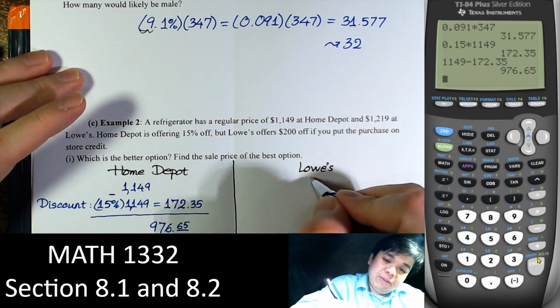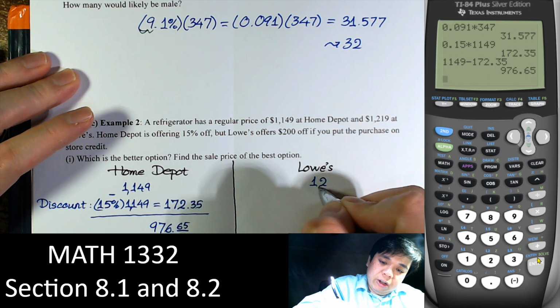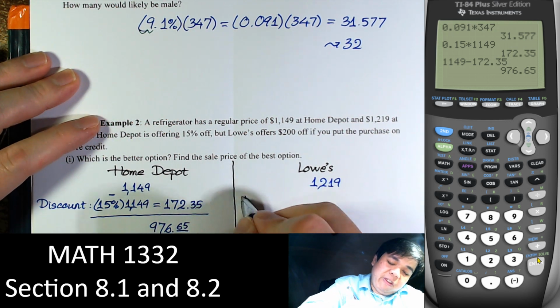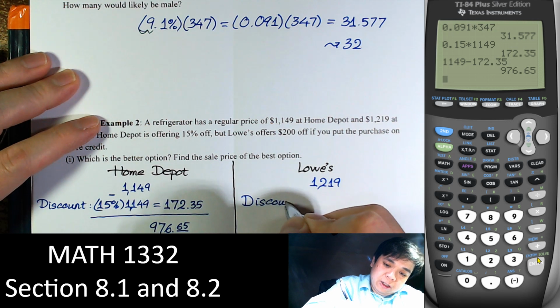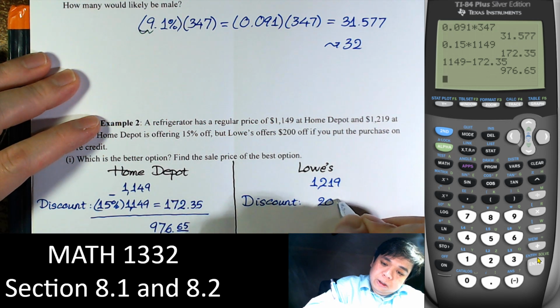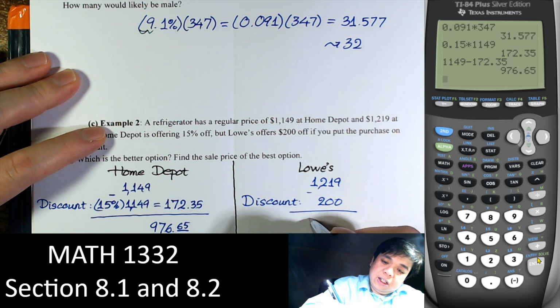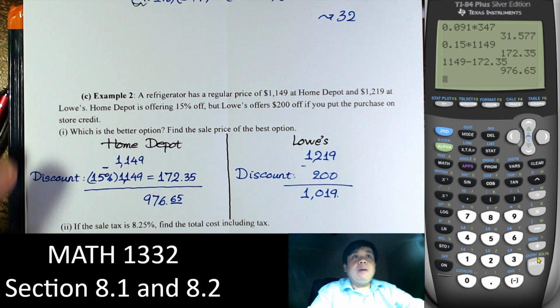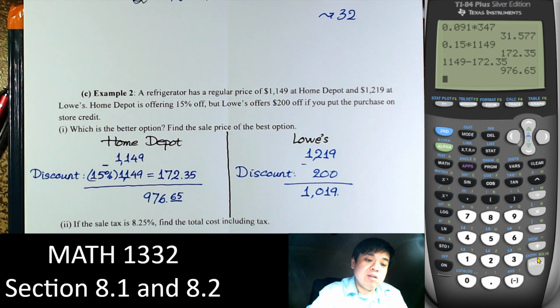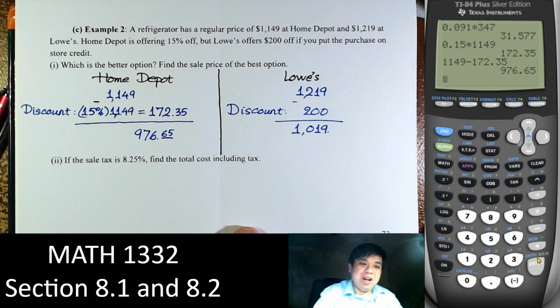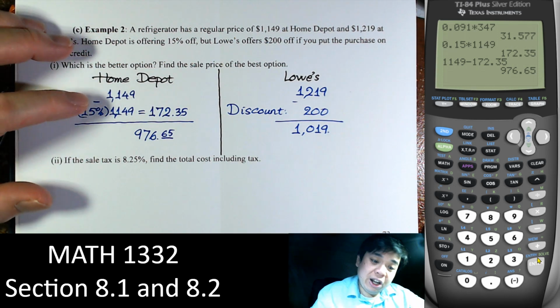And then at Lowe's, 1219, then the flat discount of 200. Now this is easy, 1219. Okay, of course here we know that this is a better option. Now if the sales tax is 8.25%, find the total cost including tax. By the way, if this one is cheaper before tax, it's going to still be cheaper with tax, so we don't have to do that to determine. So that's why we just calculate with the sales tax.